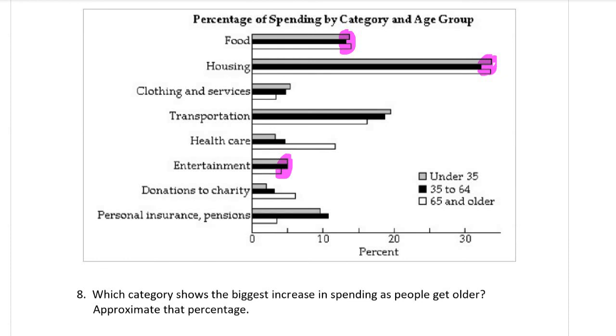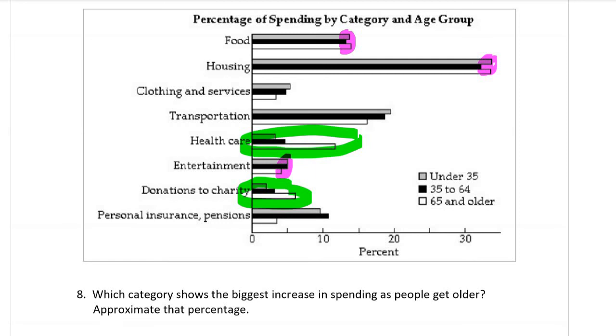Let's look at the category donations to charity. You can see that the 3 bars increase in length, so as the people get older, the percentage of their income that they give to charity increases. And the same is true for healthcare. Well, we see that healthcare increases by a lot more than charity. Both of these show an increase as people get older, but healthcare has a greater increase.